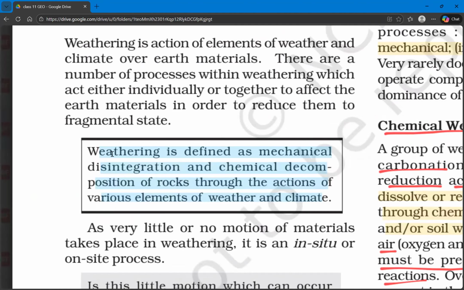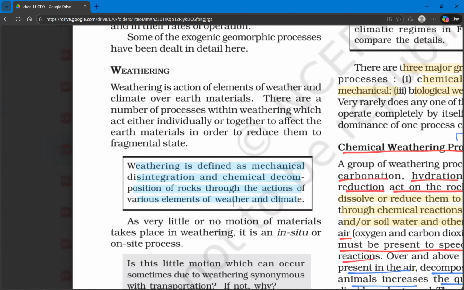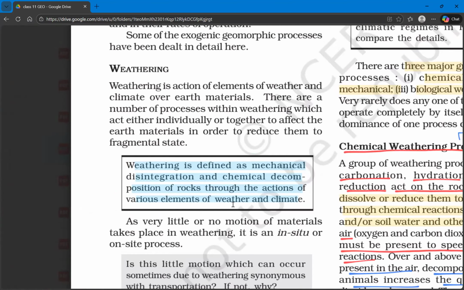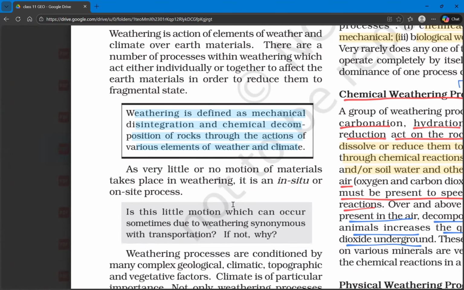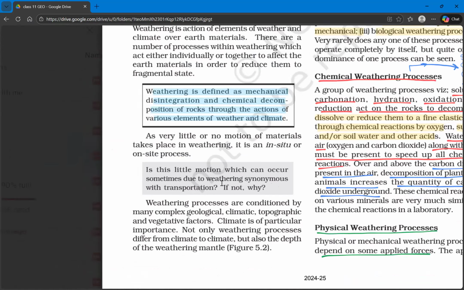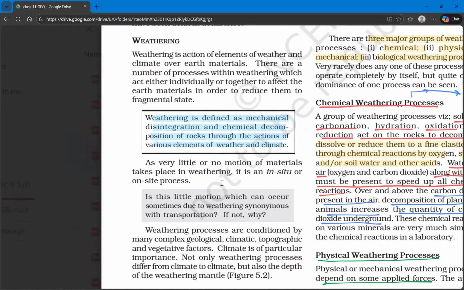But how is weathering defined? Weathering is defined as mechanical disintegration and chemical decomposition of rocks through the actions of various elements of weather and climate. So weathering is called mechanical disintegration or chemical decomposition of rocks through the actions of what? Through the actions of various elements of weather and climate. Weathering is also called an on-site process, or an in situ process, because there is no movement in weathering. The rocks are stable, the rocks are stationary, and they get disintegrated or decomposed. So that's why weathering is called an in situ or on-site process.